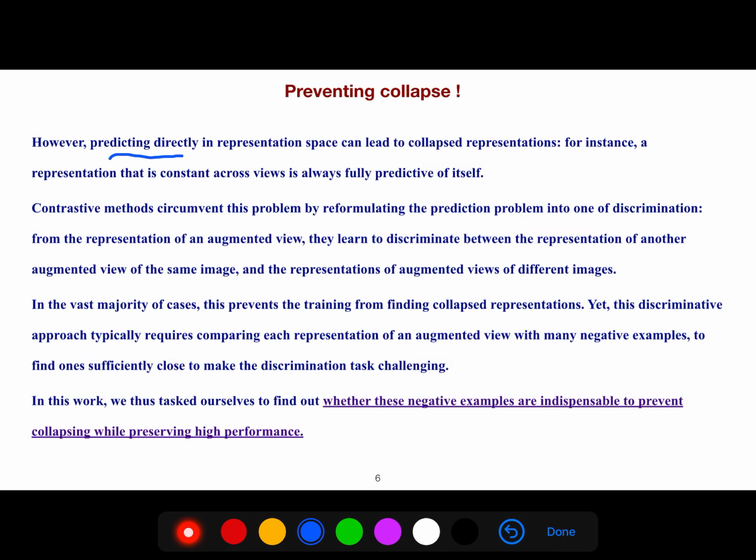Contrastive methods circumvent this problem by reformulating the prediction problem into one of discrimination. From the representation of an augmented view, they learn to discriminate between the representation of another view of the same image. So they task themselves to find negative examples, which are indispensable to prevent collapse while preserving high performance.